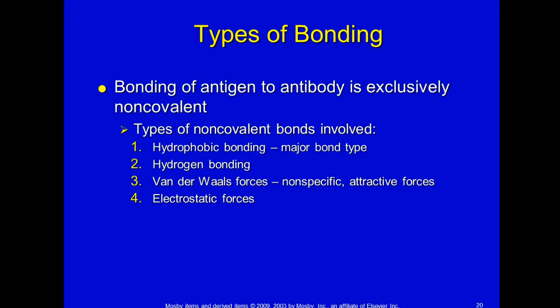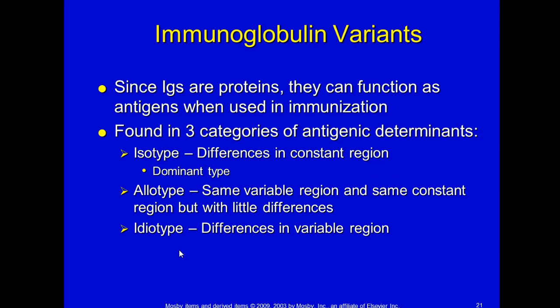We have different types of bonding inside of an antibody-antigen complex. The bonding of antigen to antibody is usually non-covalent, and there are different types of bonds involved: hydrophobic, hydrogen, van der Waals forces, and electrostatic forces. So a lot of different types of bonds create this reaction.